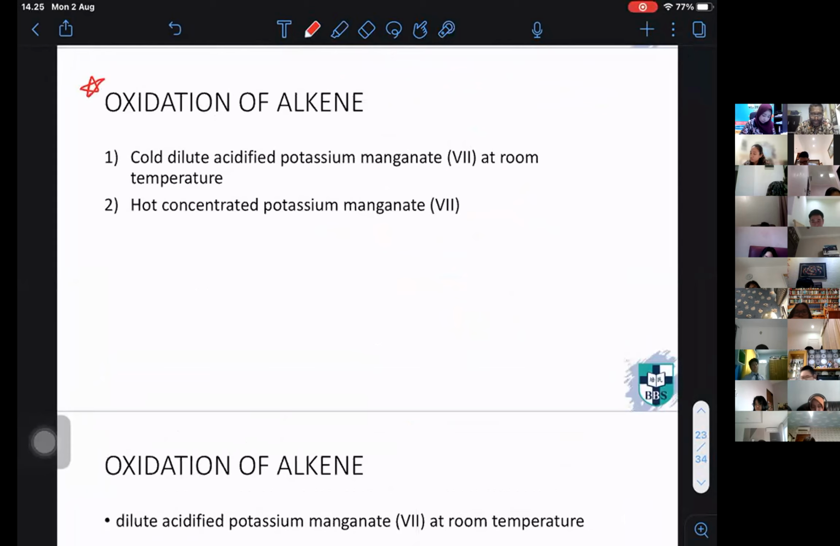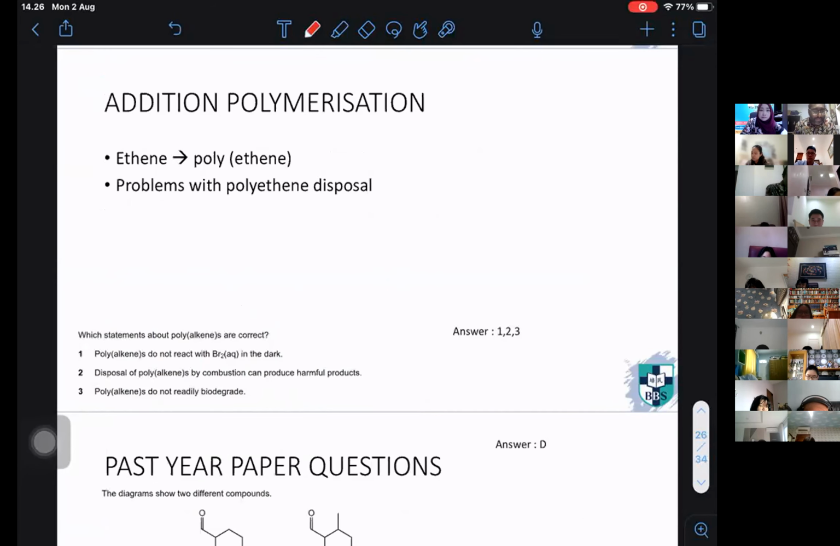Now, for addition polymerization, what we need to learn is... Sorry, guys. I think my internet is not stable. Now, for addition polymerization, what you need to know is, let's say, for example, you have this alkene. And this alkene can form a polymer. So polyethene, for example, ethene to become polyethene.